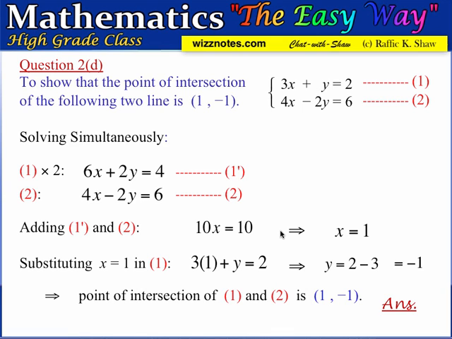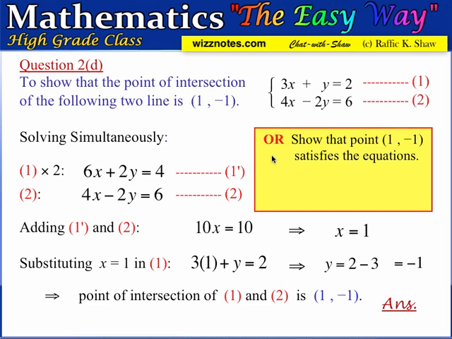But we could have also shown that this point is a point of intersection of these two lines by showing that the point satisfies the two equations. Let's do that here. That might be a quicker way to do this solution: showing that the point (1, negative 1) satisfies the two equations. We do that by substituting the value x equals 1 and y equals negative 1 into the equations to show that the results are the same as represented in the equations.